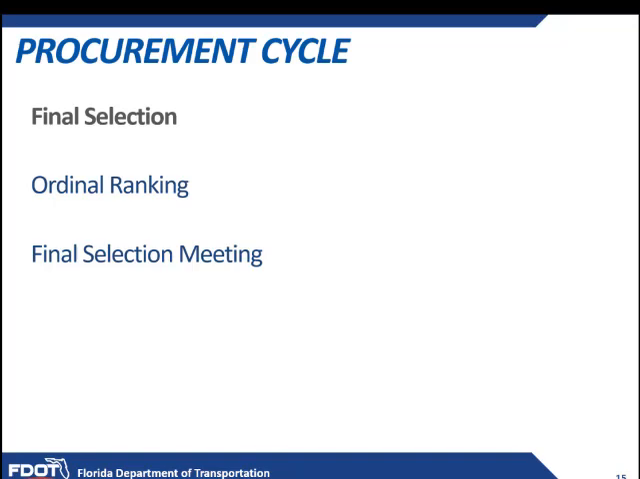So the last step in the selection is the ordinal ranking and the final selection meeting. Once all of the technical review committee members' grades are in, this has been submitted to PSU for processing, and the ordinal rank has been determined. Once it's been compiled, then it's sent to final selection to the executive team for approval.